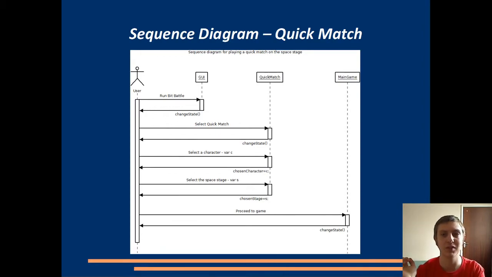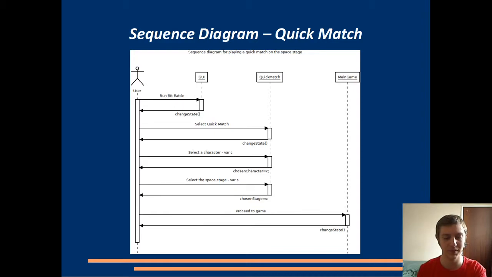So the chosen character will equal this variable C. It could be a string, or in this case it'll probably be a string, but it could be a string, integer, decimal, anything like that. Those are the main ones: integers, decimals, floats, whatever floats your boat. Sorry, bad pun. I should be killed for that. So we're just setting the variable here, variable C, which is holding what the character is, and then it's setting the chosen character variable to C. So the quick match class will now know what character you've chosen.